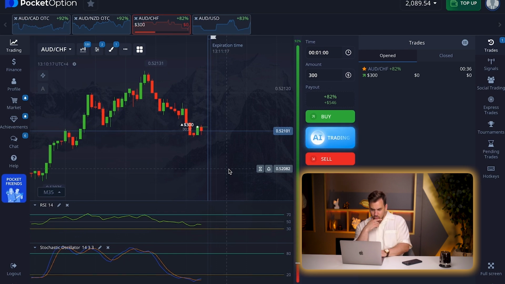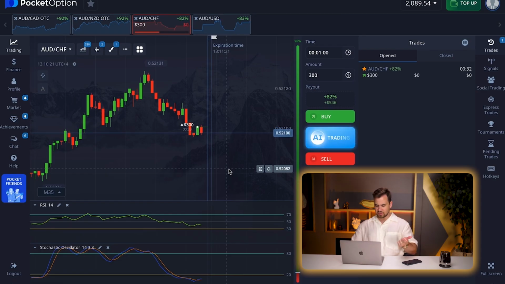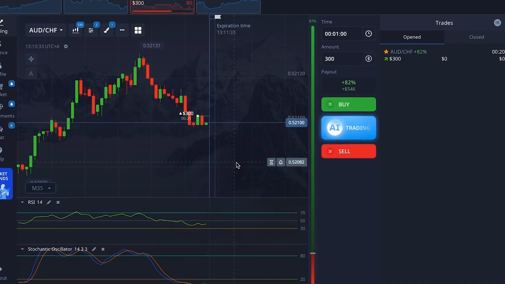Entering up trade. Why now? Stochastic is turning upward. RSI confirms increasing buyer strength. The bullish candle adds confirmation. Even in a sideways market, short moves can be profitable. The key is sticking to clear signals.